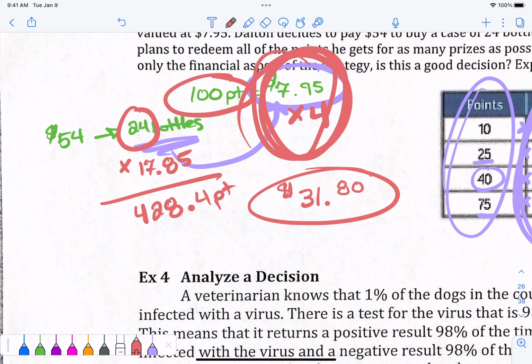So are the bottles of pop going to pay for themselves? If I'm trying to do this only to make money, am I going to make any money? No. I might buy 1 bottle of pop and win the 100 points to begin with and be ahead. But on average, I'm going to end up losing money because I spent $54.